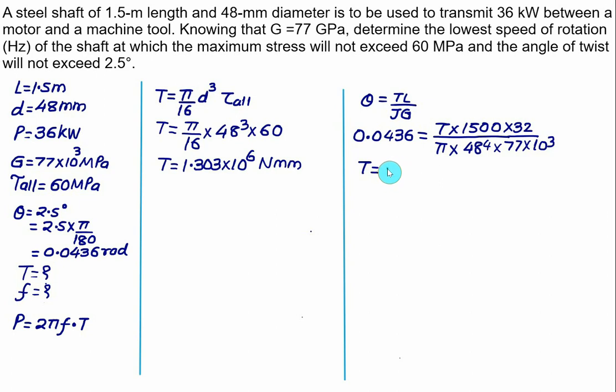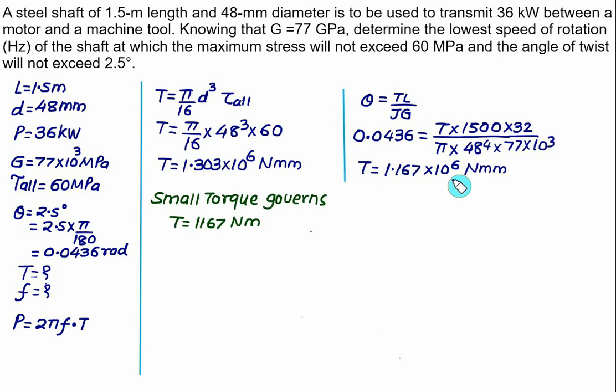So torque T here comes out to be 1.167 into 10 to the power 6 Newton mm, which is the minimum value as compared to the first equation. So in this case the smaller torque will govern, that is, the shaft torque will be equal to the smaller torque. Dividing by 1000 you will get this answer equal to 1167. This one is the minimum value, so you have to always use the minimum value.